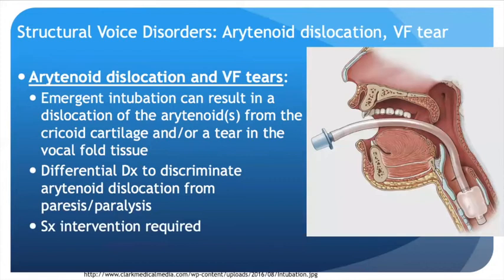So arytenoid dislocations and vocal fold tears. Emergent life-saving intubation can result in dislocation of the arytenoids from the cricoid cartilage and or a tear in the vocal fold tissue. Differential diagnosis to discriminate arytenoid dislocation from paresis and paralysis is necessitated here. So the patient might undergo electromyography of the laryngeal nerves to determine if they are still functioning. If they are, then you suspect it's probably arytenoid dislocation. And surgical intervention is required to address these issues.